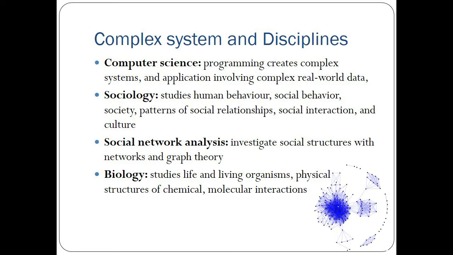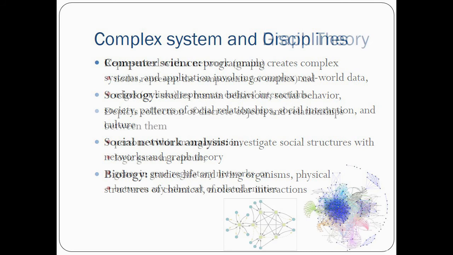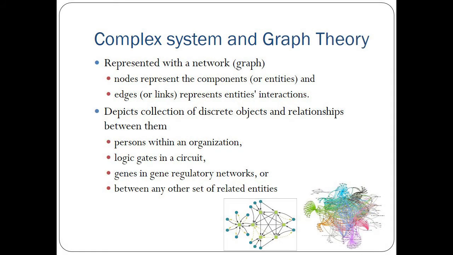So in biology all such studies could be possible. Next, we'll see how systems are represented with networks and graphs. The complex system could be represented with the help of graph theory. So graphs could be used for modeling, representing, and understanding those complex systems that we had seen. How could they be represented?